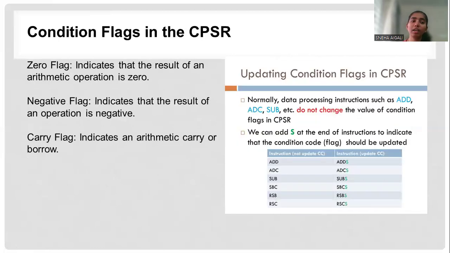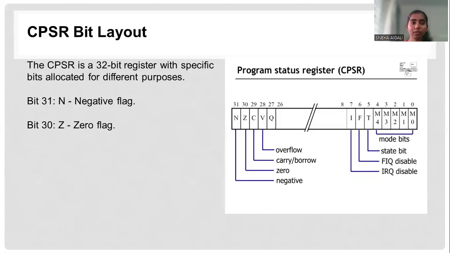Next up is conditional flags in CPSR. Conditional flags, which include, as I mentioned previously, zero flag, negative flag, carry flag, and one more flag is overflow flag. First is the zero flag. It indicates that the result of an arithmetic operation is 0. Then next up we have the negative flag. It indicates that the result of the operation is negative. Then carry flag indicates an arithmetic carry or borrow. Normally, the data processing instructions such as add, subtract, add with carry, etc. do not change the value of conditional flags in CPSR.